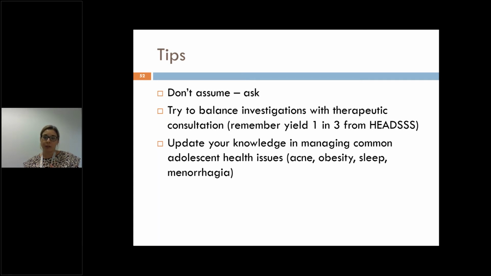Update your knowledge on managing these common adolescent issues. We should know how to manage acne. We should know how to have a conversation about obesity and sleep, and also about kind of heavy periods, which is another area that we don't ask enough about. And if you start asking young people, you will find surprising answers to why people are not able to participate in sports or school or other things, because they're having to contend with these really heavy periods, which are either more than 7 days in length, or you're having to change pads every 2 hours, which is by definition heavy menstrual bleeding. So do just remember about these common things that happen to our young people.